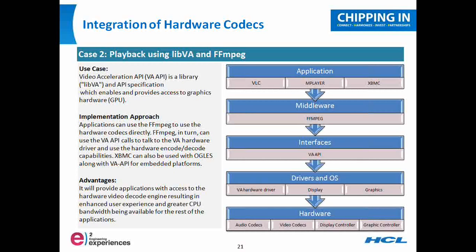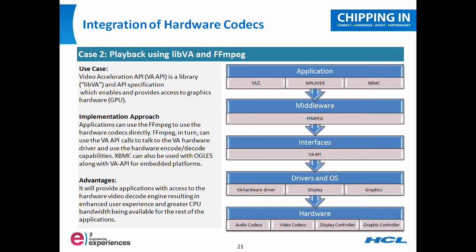A very good example of how VA API is being used is XBMC. The XBMC player can be configured to use OpenGL ES, and the OpenGL ES is integrated with VA API for embedded platforms. So in this way, FFmpeg can make use of VA API to leverage hardware capabilities.